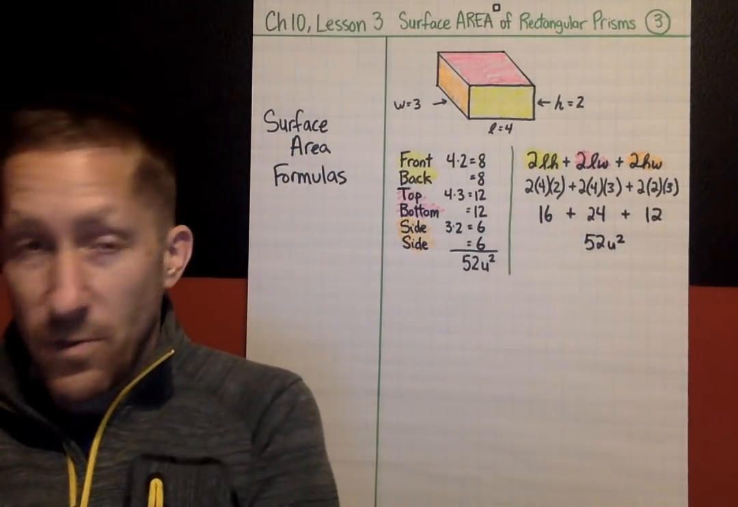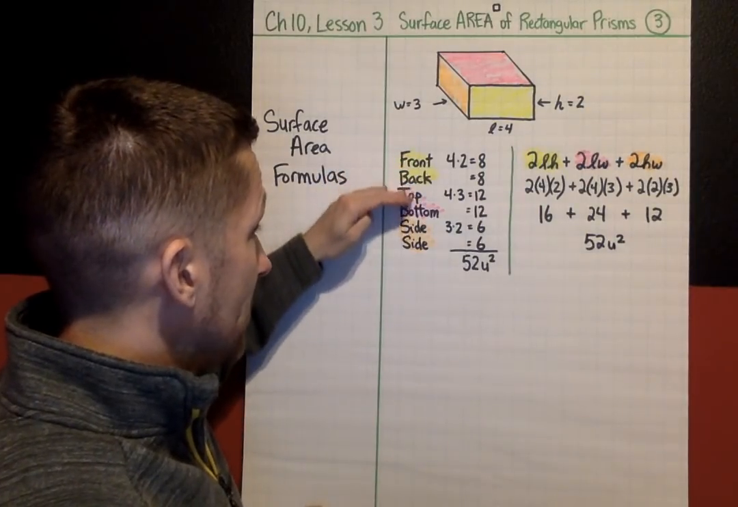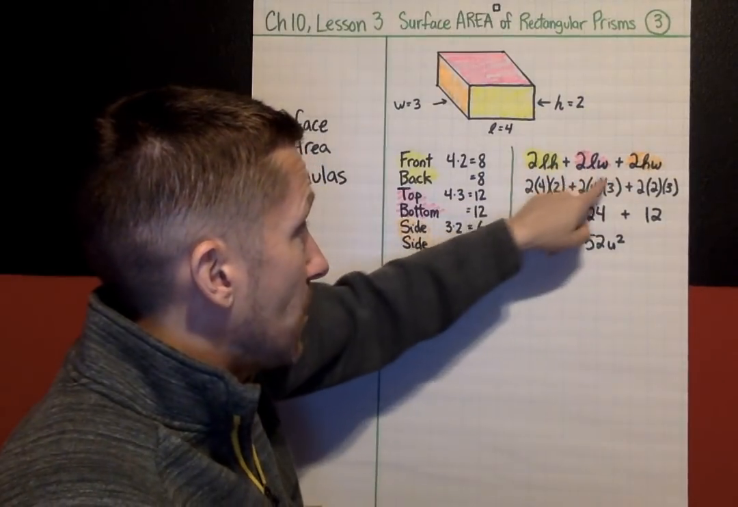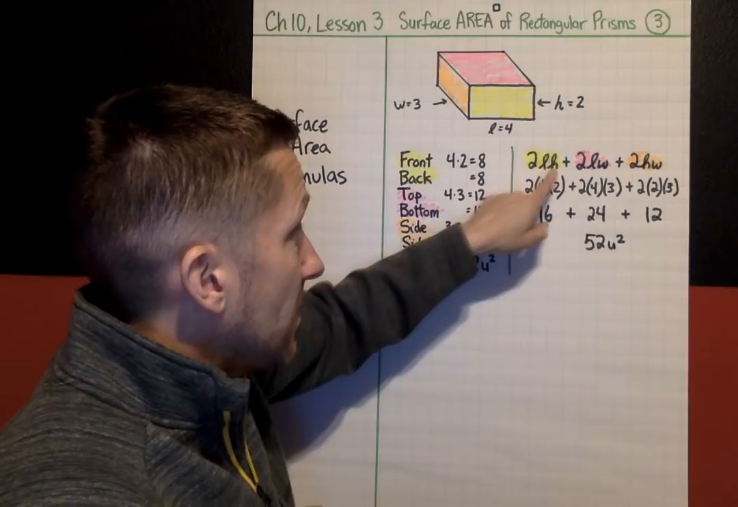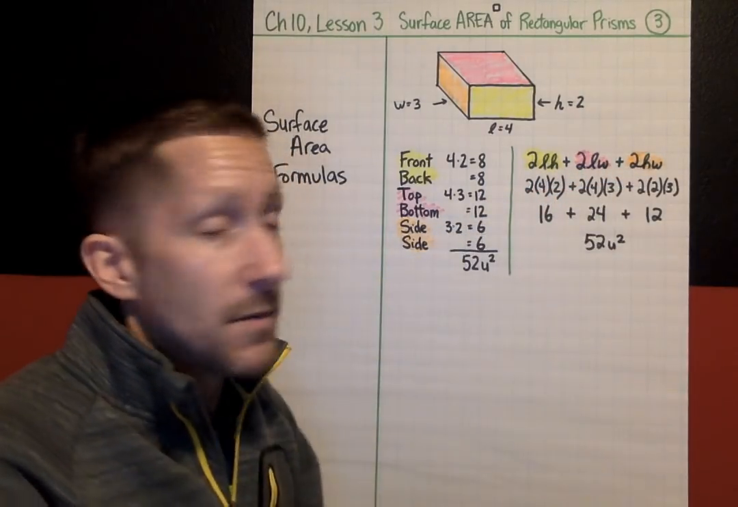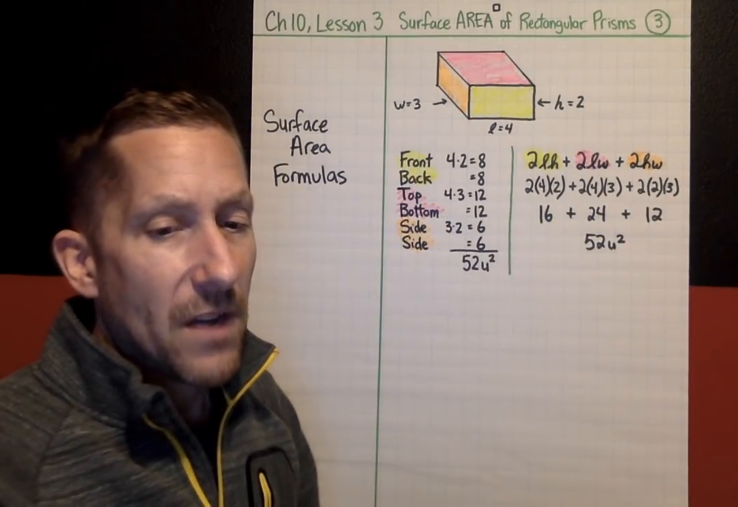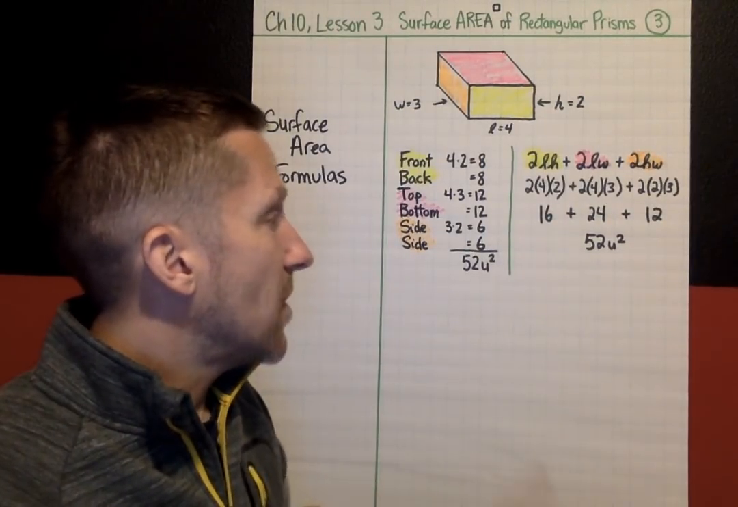So you decide which formula you like better. Do you want to list out front, back, top, bottom, side, side? Or do you want to use this formula with 2 times L times H plus 2 times L times W plus 2 times H times W? Same thing, just different version. All right. One more drawing we're going to make.